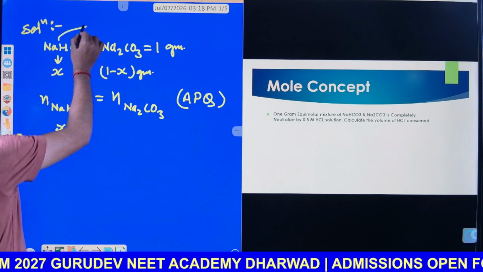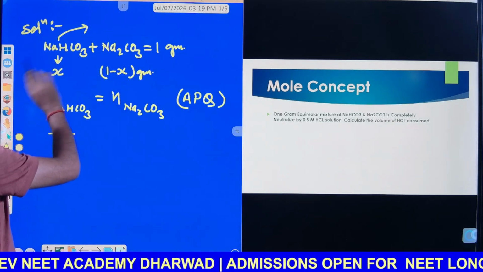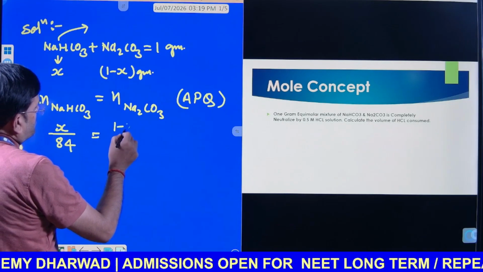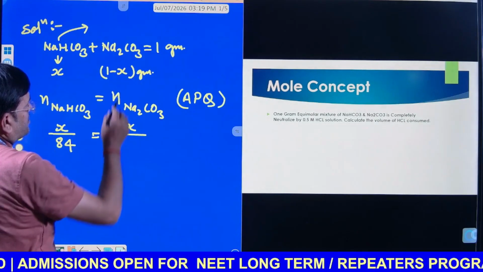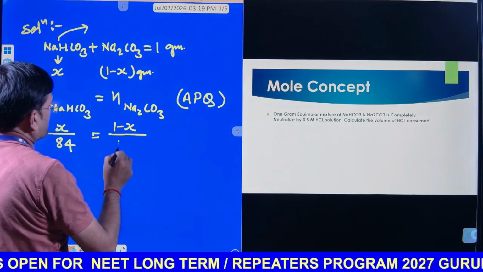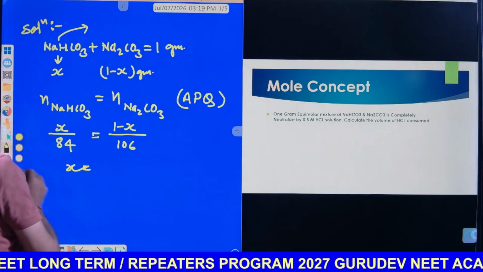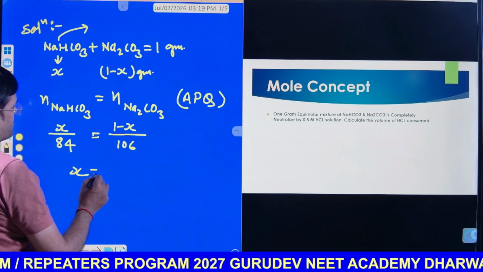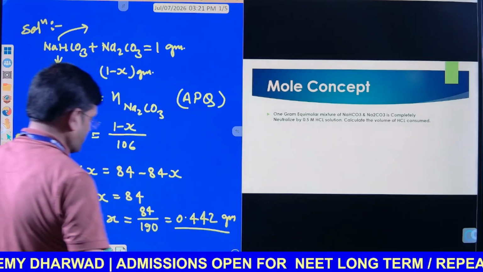You know what the molar mass of sodium bicarbonate is? This is 60 for carbonate, 23 plus 1, 24, means 84. This equals 1 minus x divided by, what about the molar mass of this one? This comes out to be 60 and 46, 106. You can solve it for x. X will come out to be, after calculation, x is equal to this much.